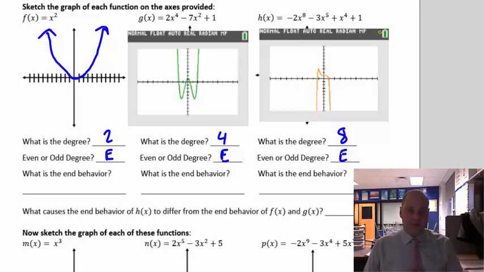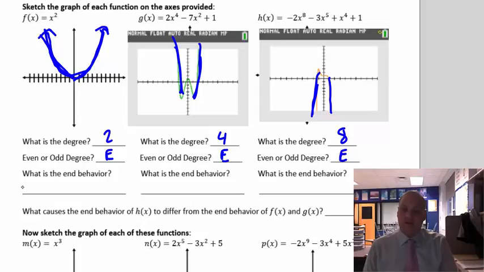What is the end behavior? Well, for this one, notice how it goes up and up. This one, up, up. So infinity, infinity, infinity, infinity. That's the end behavior. So as x approaches negative infinity, y approaches infinity, and as x approaches infinity, y approaches infinity.